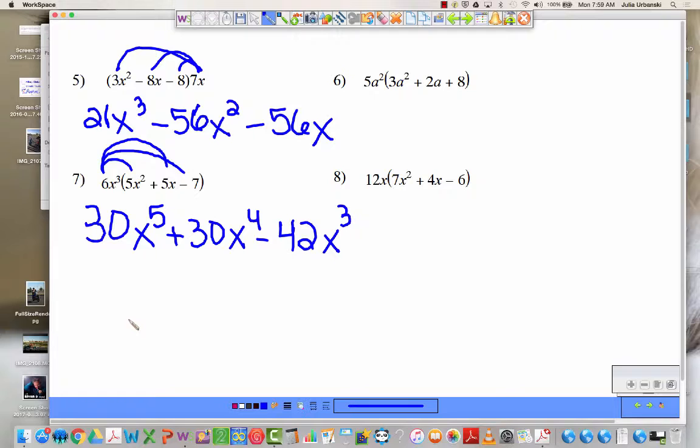Now, number 9 is only slightly different. Look at it before we get to it. Think about what has to happen there. Don't say it out loud. Just think about what's happening there.